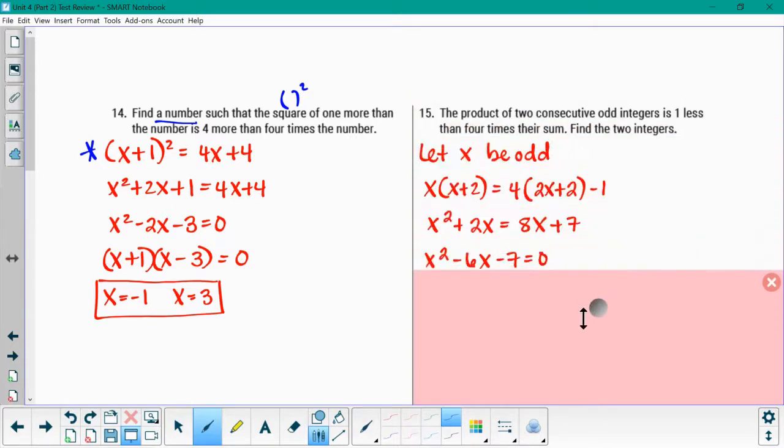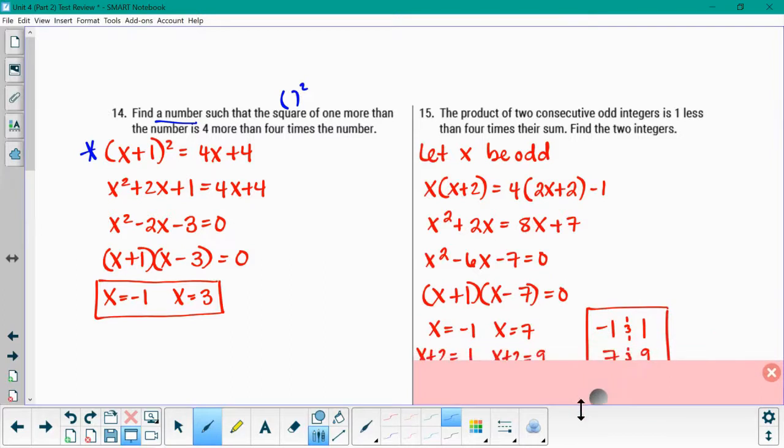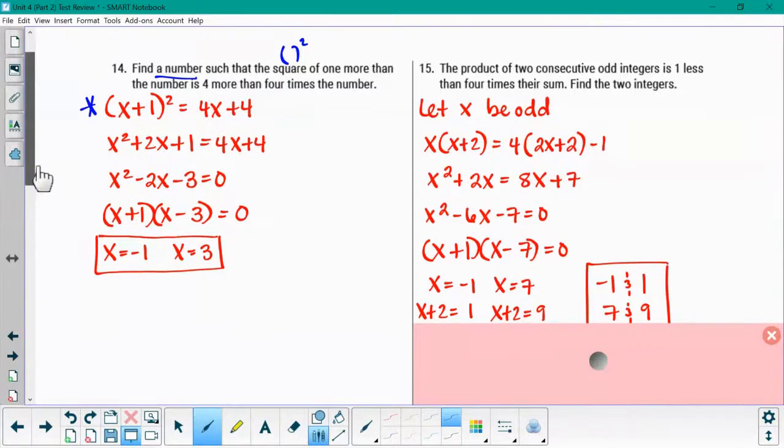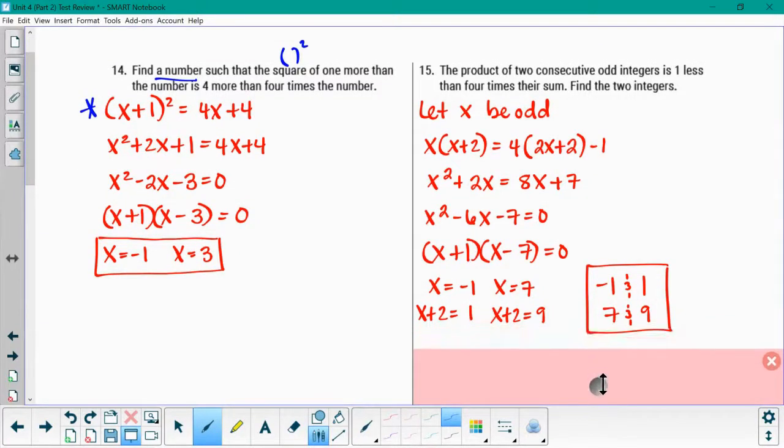For number 15, the product of two consecutive odd integers is 1 less than 4 times their sum. Find the two integers. So I said let x be odd. So the product of two consecutive odd integers would be x times x plus 2, because I have to move 2 numbers to get to the next odd one. 1 less, here's my 1 less, 4 times their sum. So when I add x and x plus 2, I'm going to get 2x plus 2, 4 times their sum.